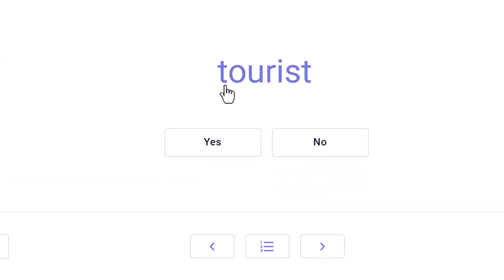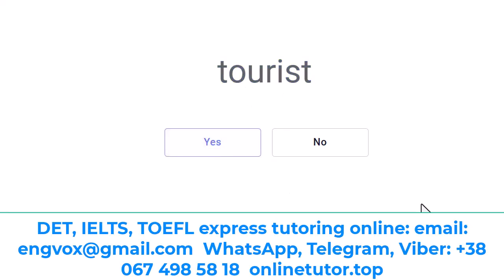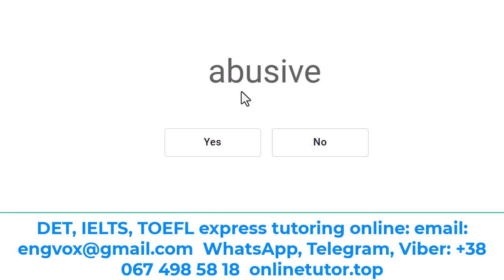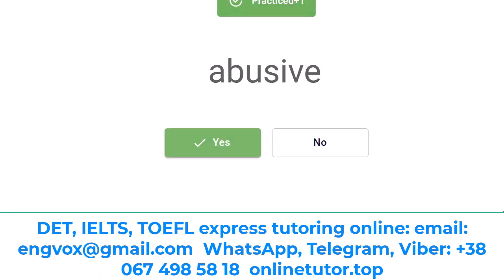Tourist, good old tourist, of course, a person who visits some new area. Yes, you remember, tourist, of course. And the last one for today, abusive, yes, a verb to abuse means to behave badly towards somebody, to insult and something like that. So abusive behavior, an adjective with suffix -ive, yes, abusive, yeah.